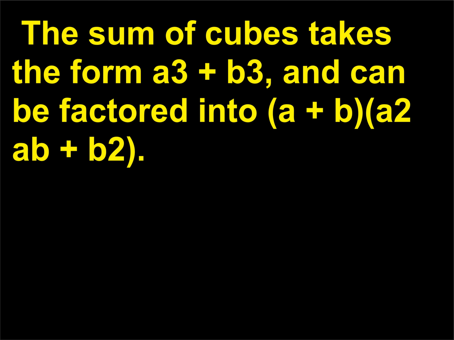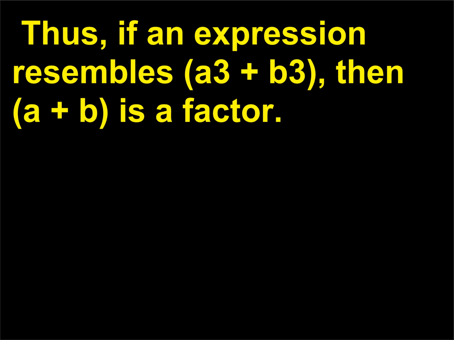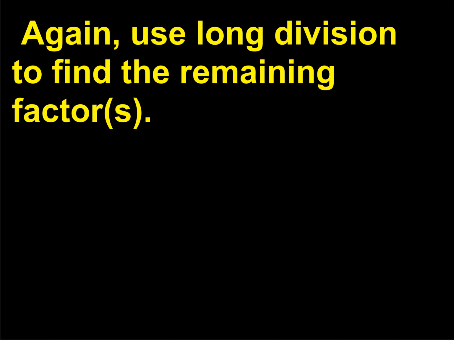The sum of cubes takes the form a^3 + b^3, and can be factored into (a + b)(a^2 - ab + b^2). Thus, if an expression resembles a^3 + b^3, then (a + b) is a factor. Again, use long division to find the remaining factors.